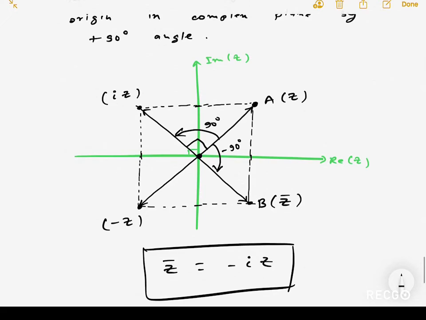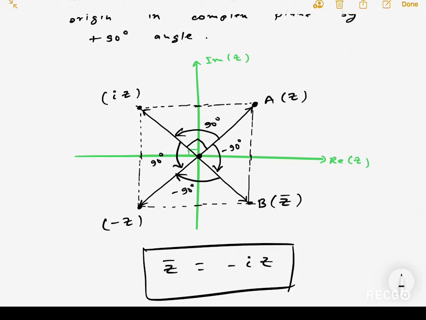Very simple. So minus iota into z. Okay, this further rotated by 90 degree gives you minus z, because iota square into z is minus z, and this is further rotated by minus 90 degree, you are again getting this. So minus iota into z bar must be equal to minus z.